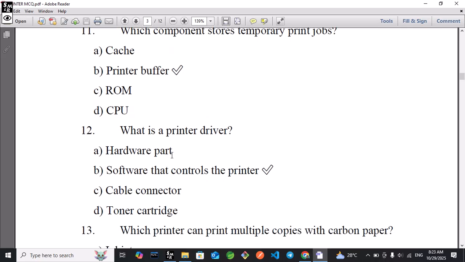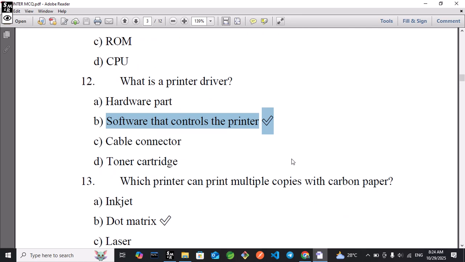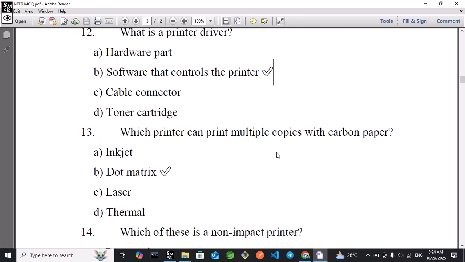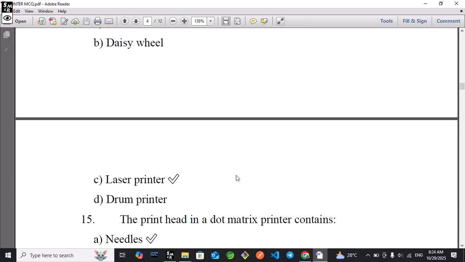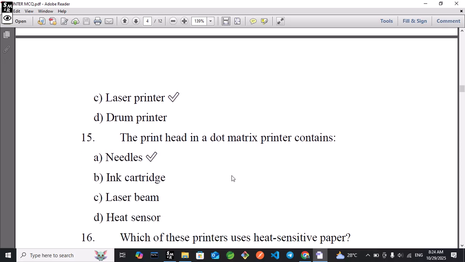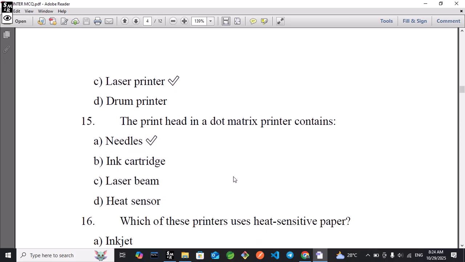What is a printer driver? Software that controls the printer. Which printer can print multiple copies using carbon paper? Dot matrix printer. Which of these is a non-impact printer? Laser printer. The print head in a dot matrix printer contains needles.